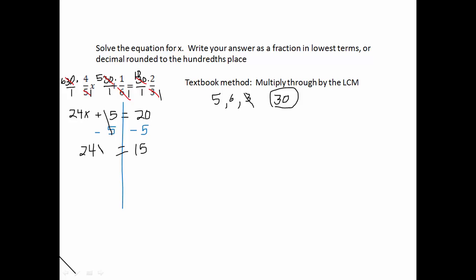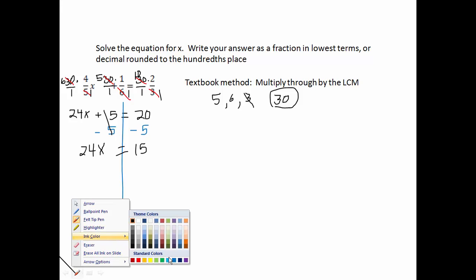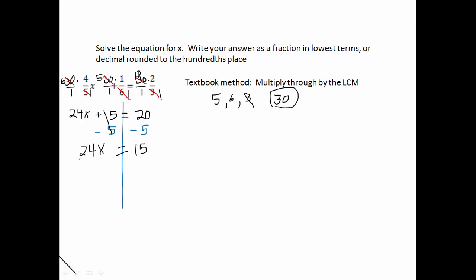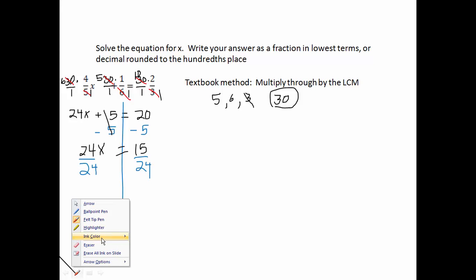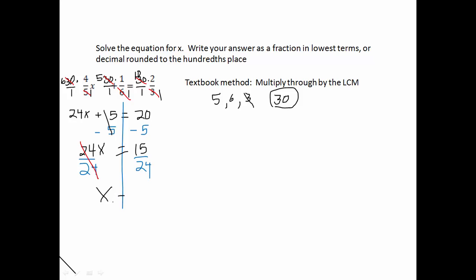Last but not least, I take a look at the number that's the coefficient of x, the number that's touching x, and that's the 24. I've got to cancel that out next. Since it's being multiplied with the x, I divide both sides by 24. So I'll put my fraction bar over 24 and over 24 here. 24 over 24 cancels, so that's going to be out of the picture, and I'll just be left with x on the left side. And on the right, I've got a fraction that I can work with. X equals 15 over 24.